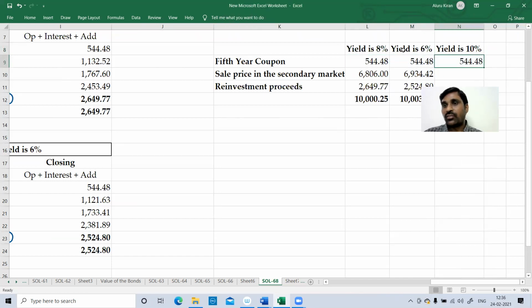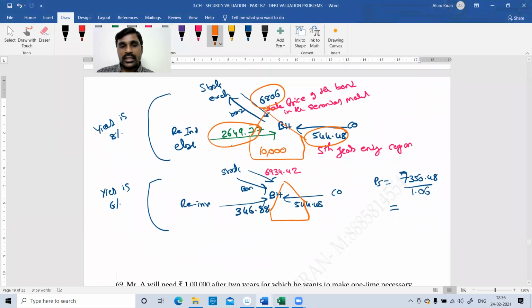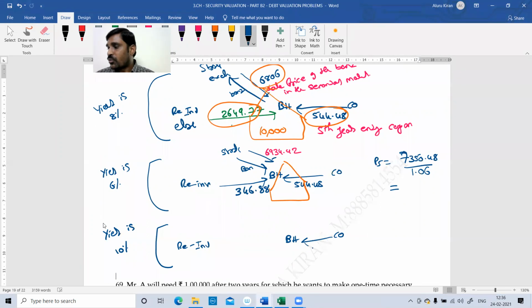The 5th year coupon, what we receive from the company, will not change. Sale price in the secondary market. Look at this. If the yield is 10%, so bondholder, company and reinvestment. From the bond company, he will receive the 5th year coupon, the same 544.48, that will not change. From the secondary market, the stock exchange, how much will you receive?